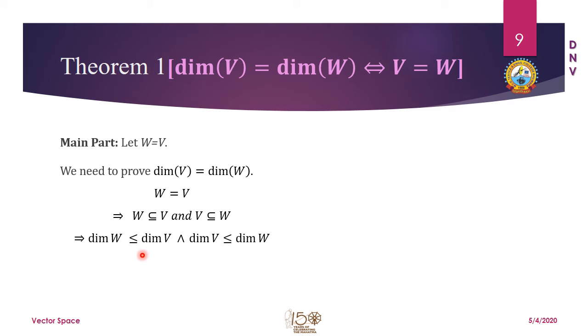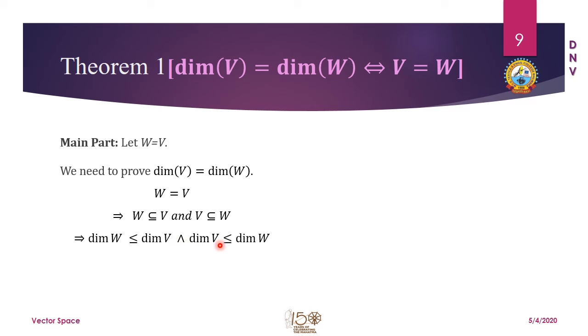So what does this mean actually? The dimension of W will always be less than or equal to the dimension of V, because a subset of V contains a number of elements less than or equal to the original set or the parent space V. So dimension of W will always be less than or equal to dimension of V, which we have already discussed and considered in the previous lectures.